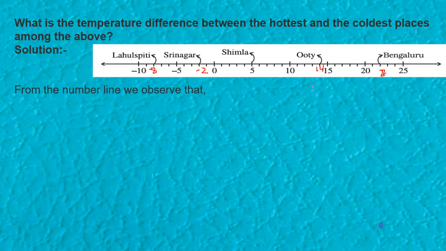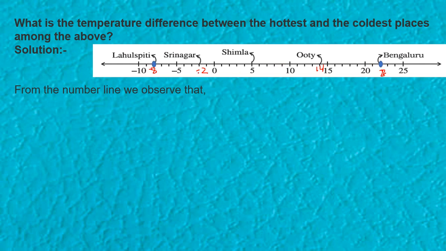Okay, so after observing this, the highest number on the number line in the positive direction is 22 for Bengaluru. So we can say Bengaluru has the highest temperature. As it is in the positive direction, this positive number is greatest among all the temperatures. So we can write it here.